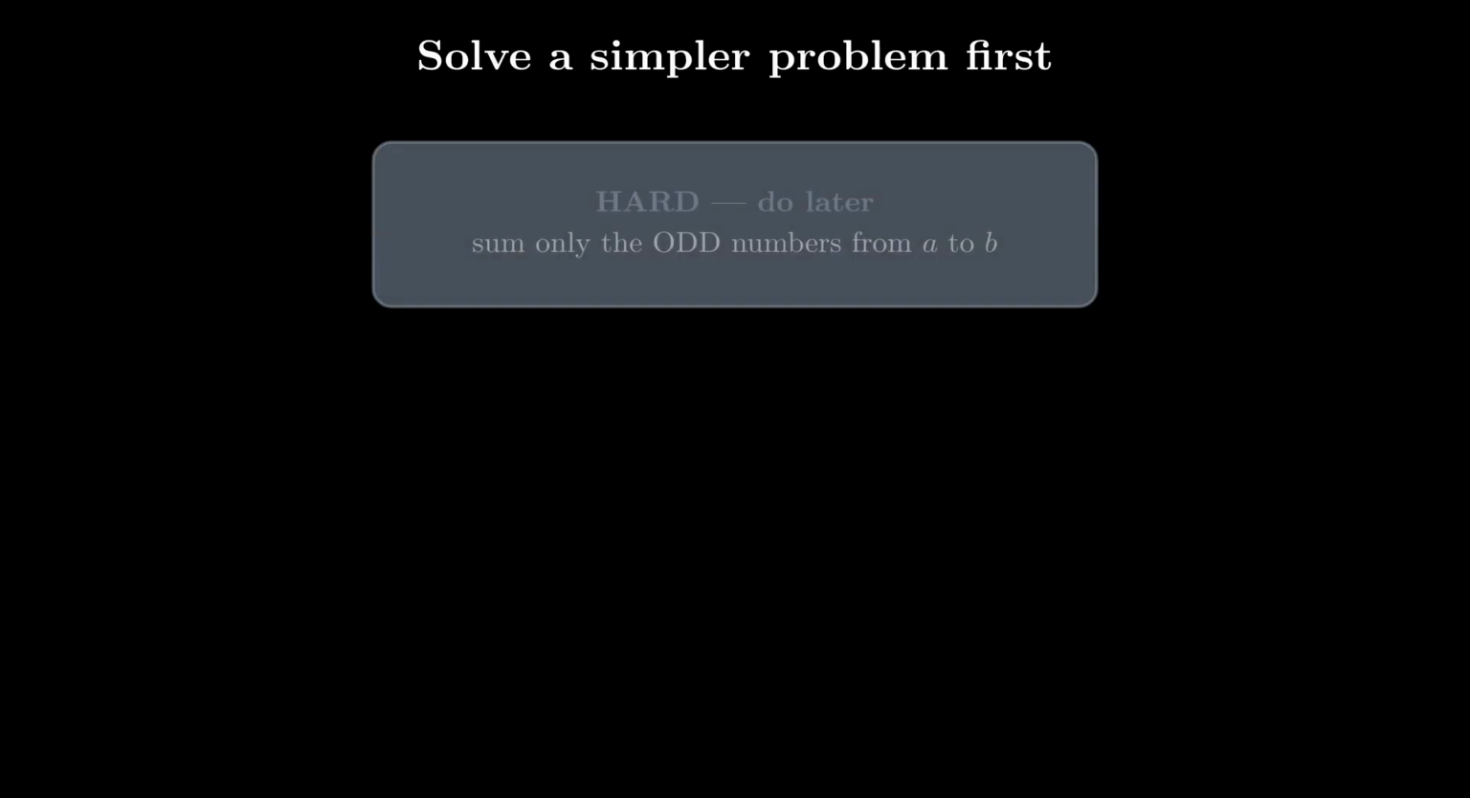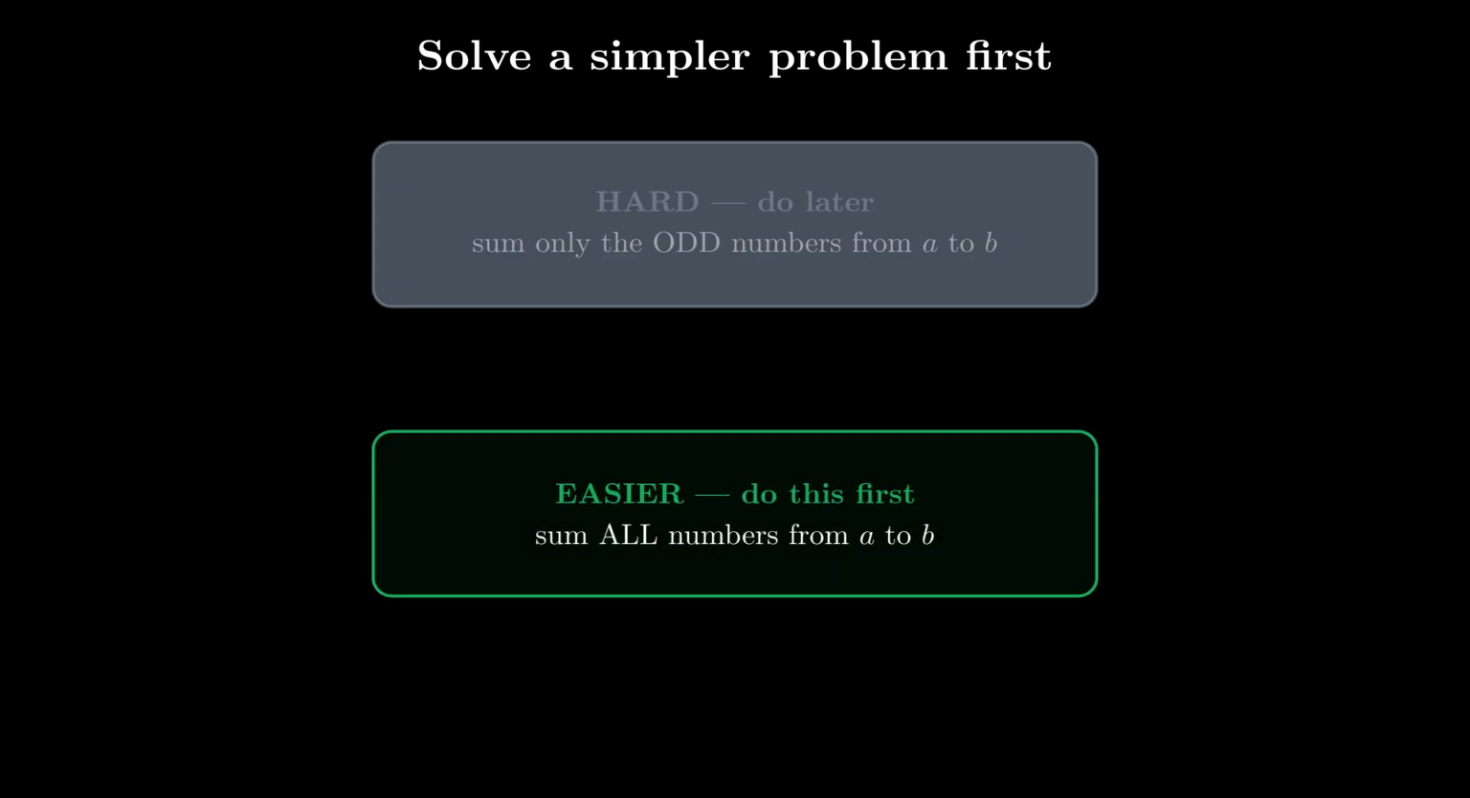With both answers in hand, still do not write the full solution. A big problem can hide edge cases, so solve a simpler cousin first. Instead of summing only the odd numbers, sum every number between A and B. Get that working completely. Once it does, adding the odd rule is a tiny tweak. This is incremental development. Build a little, test a little, then grow.